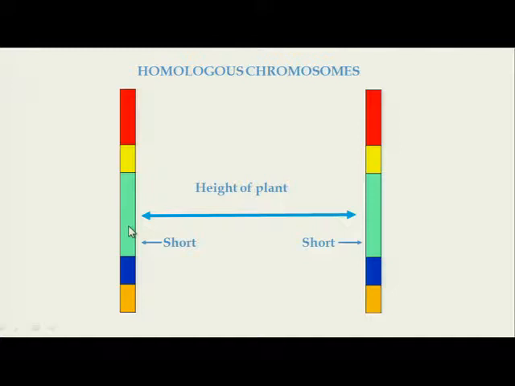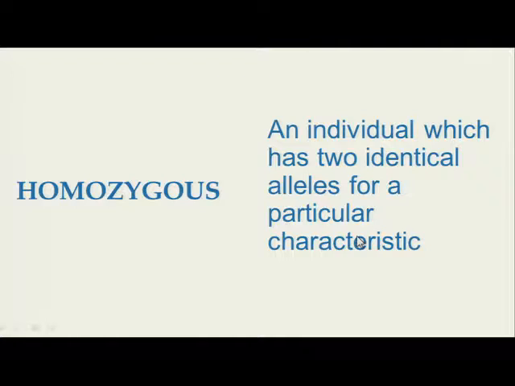This allele determines a short growing plant. The opposing allele determines a short growing plant. You see, if we go back to the definition using this specific diagram, it's exactly the same. It's homozygous. Two identical alleles for a particular characteristic.